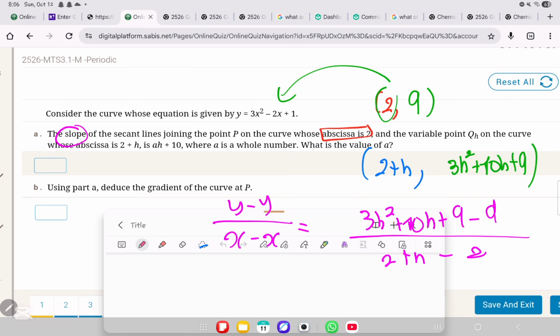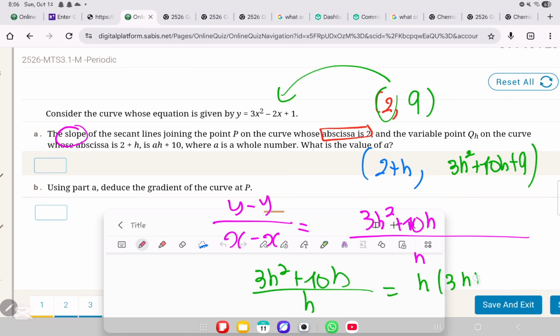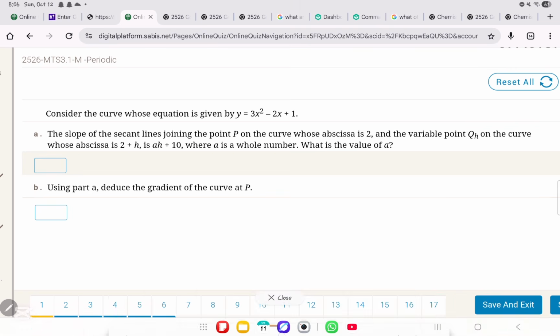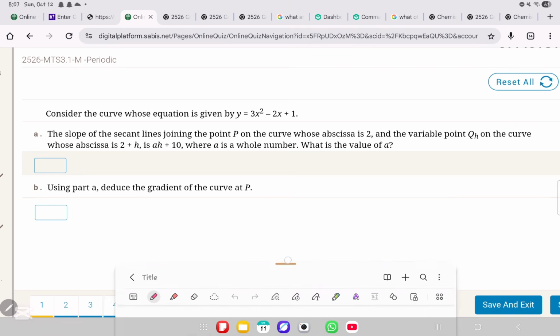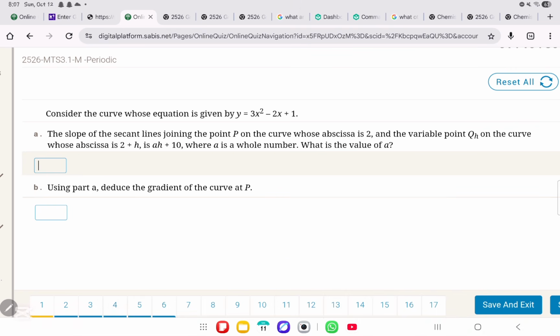So this will go bye-bye. This and this will go bye-bye. Now we are left with 3h squared plus 10h over h. Take out the common, so h times 3h plus 10 over h, and h and h cancel. So now you have 3h plus 10. So what's the value of a? The value of a is 3. That means the answer of a is 3.